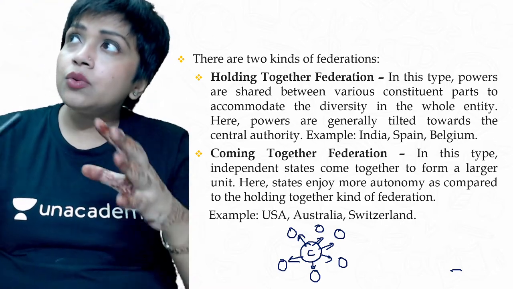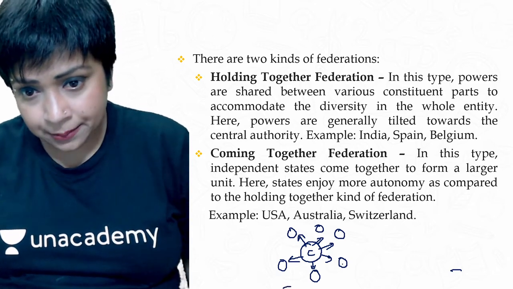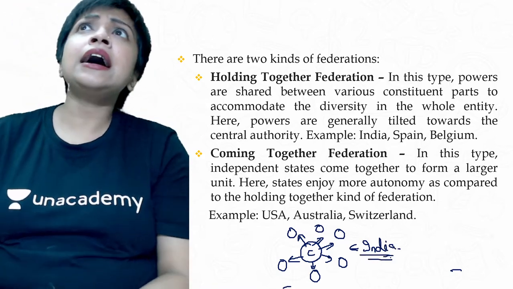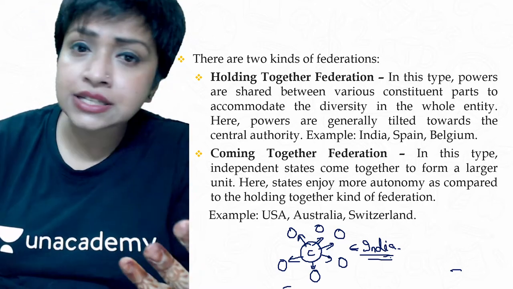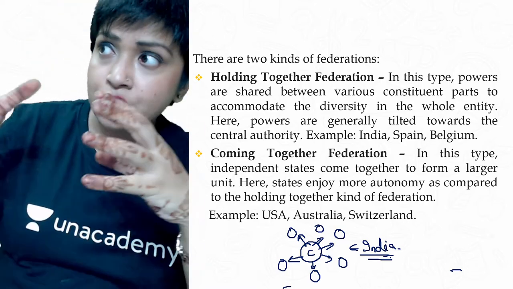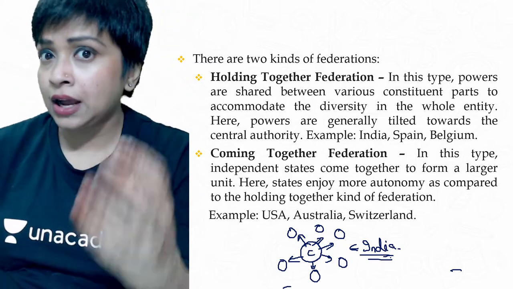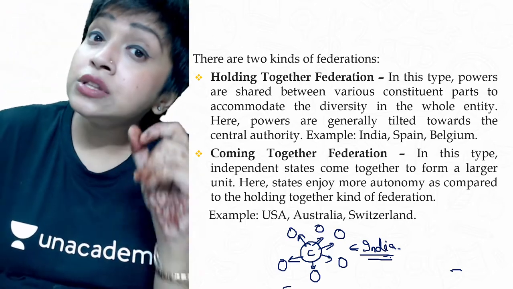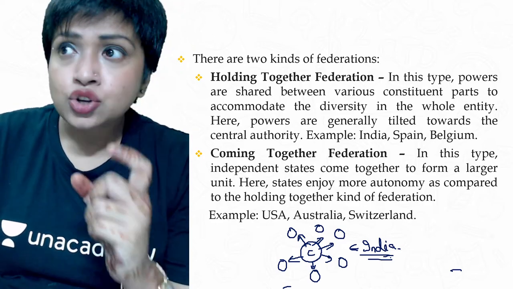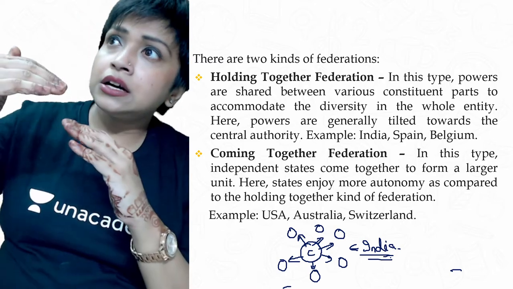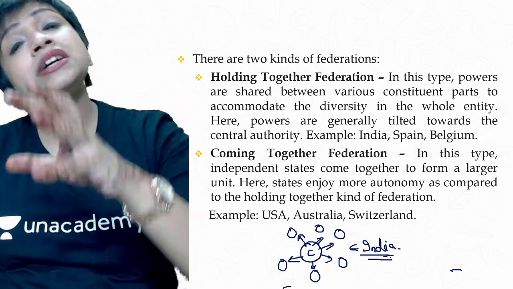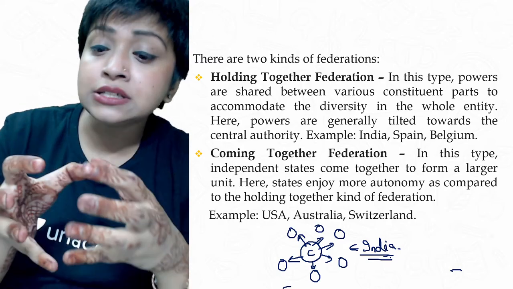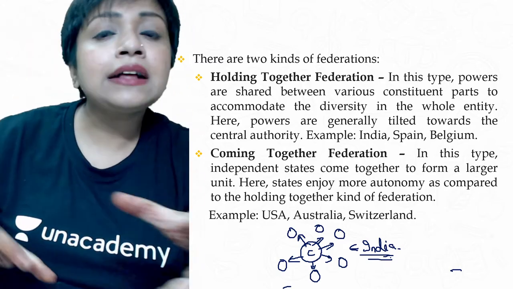Very simple. Now, think about India. This is the kind of federation that India has. India has huge diversity. Now, if you have to keep everyone bound together in one nation, it is very important to give one body certain extra power, isn't it? This is the work that is done by the center in India. That is the reason, if you compare the power sharing model in India, you will see the union has more power as compared to the states. So this is what you call holding together. Why? Because the center is holding together all the parts of the country.